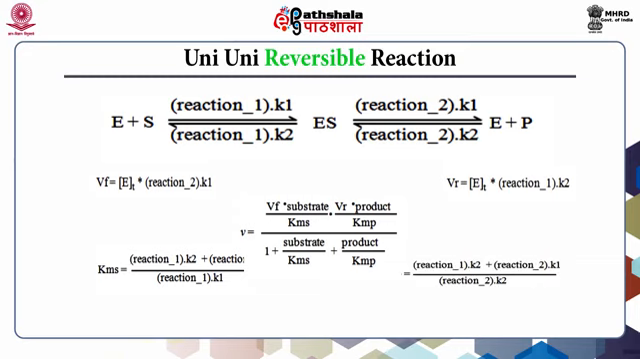The Kmp, that is Km for the product, is given by the ratio between the sum of the rate constants for the decomposition of the ES, that is reaction_1.K2 plus reaction_2.K1, and the rate constant for the formation of the ES from the product, that is reaction_2.K2. The ratio of the concentrations of the product to substrate at equilibrium, that is the equilibrium constant for the reaction, can be calculated using enzyme kinetic parameters following this Haldane equation.